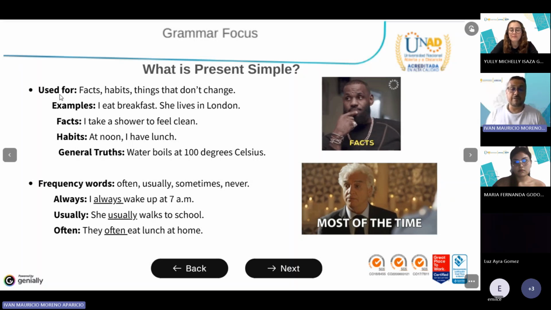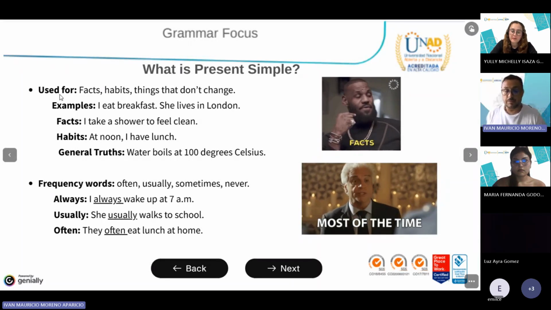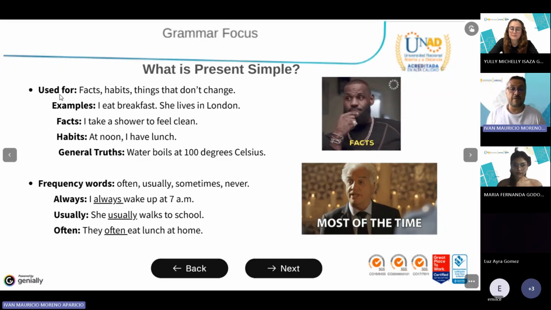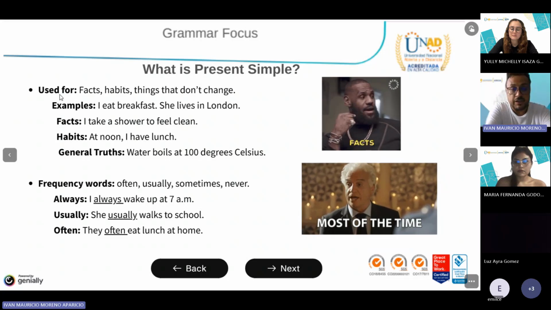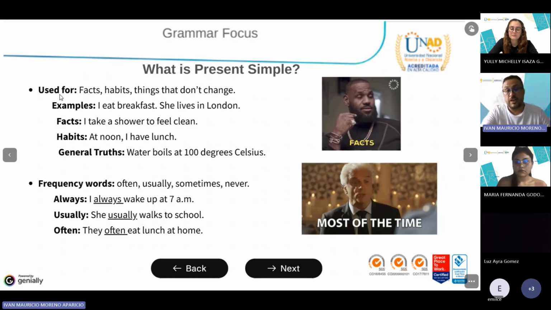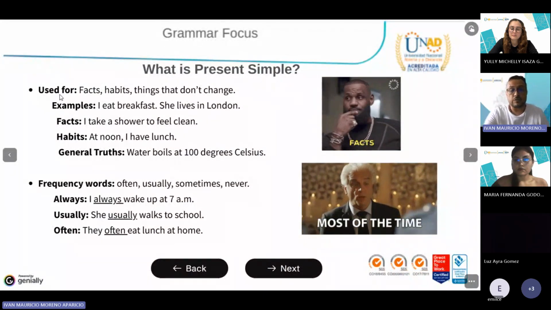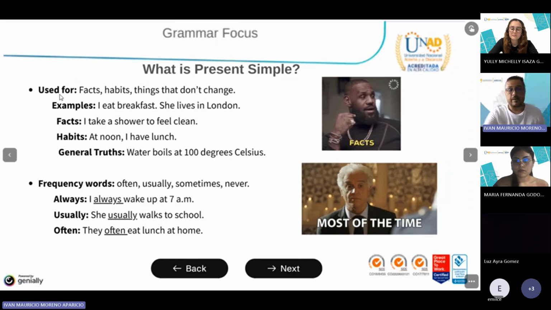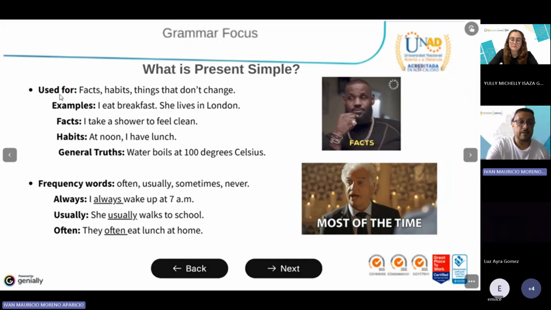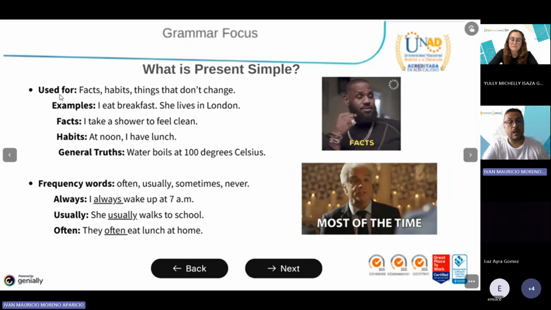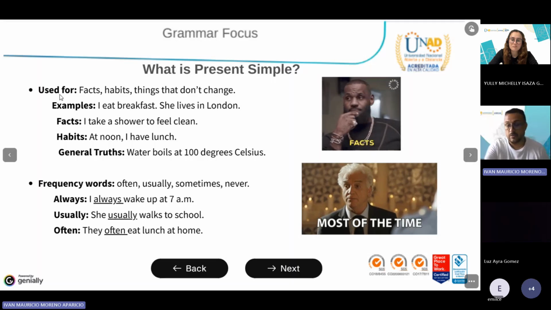Examples. I eat breakfast. She lives in London. It's important to know also when we talk about the present simple that we need to modify the verb in affirmative sentences for the third person he, she, it, right? Like, for example, she lives in London. When we talk about facts, I take a shower to feel clean. Well, that's true. In Colombia or in Latin America, we usually take a shower to feel better, to feel clean, right? And habits: at noon, I have lunch. That's what I normally do at noon.